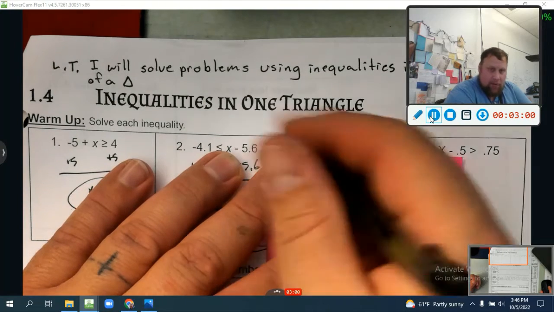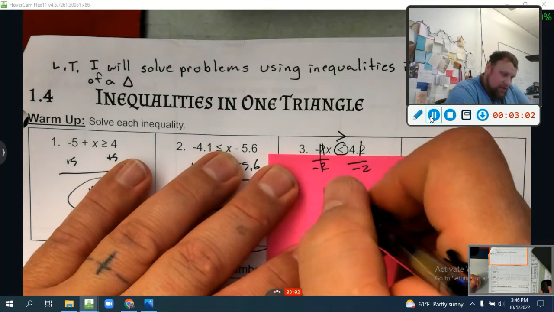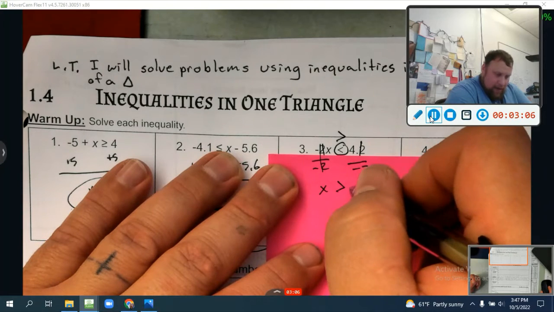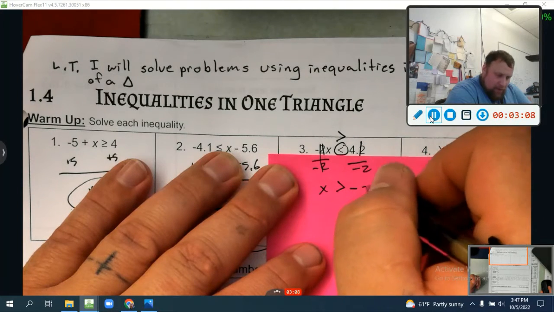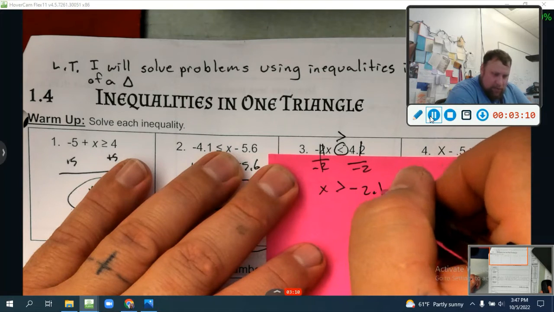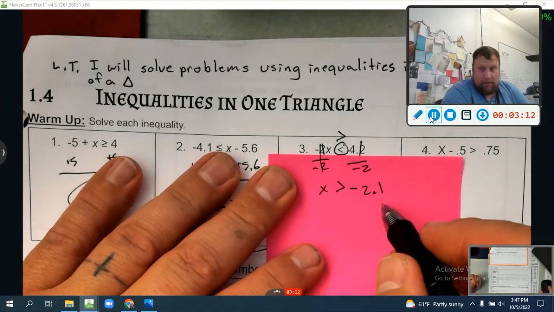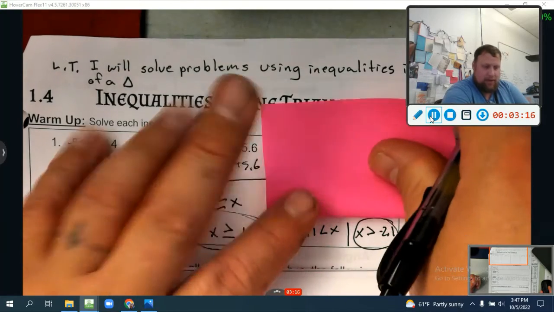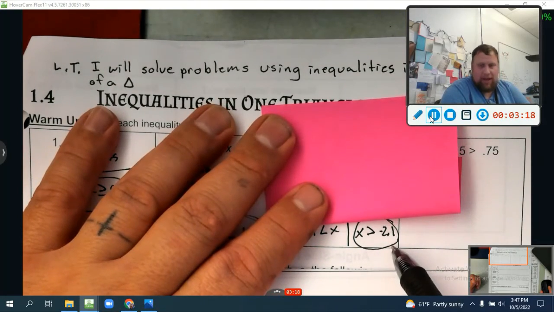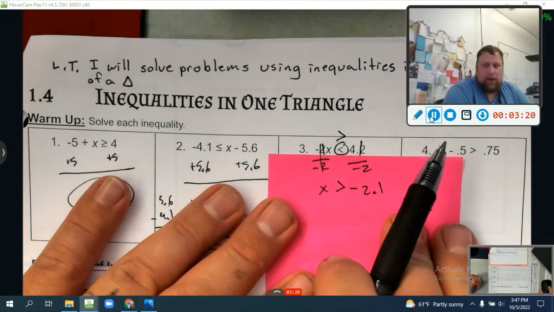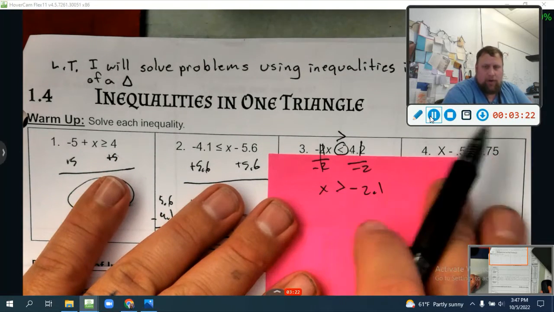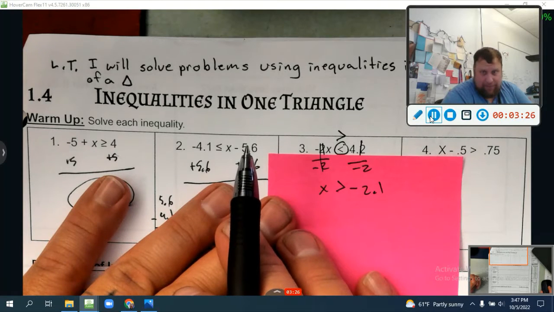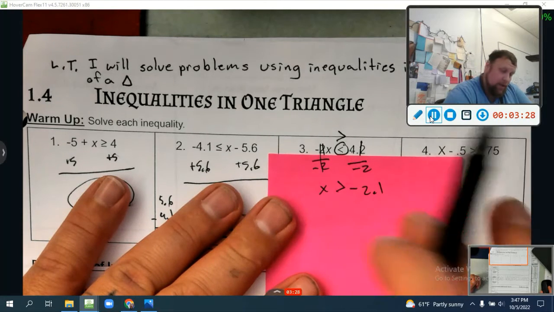So watch what happens. That crosses out. I'm left with x is greater than. Positive divided by a negative is negative. 4 divided by 2 is 2. 2 divided by 2 is 1. So x is greater than negative 2.1. That's just a one-step problem. Look at what the answer was: x is greater than negative 2.1. And that's why it works. So just know that going forward, if you multiply or divide by a negative, then you flip the sign.